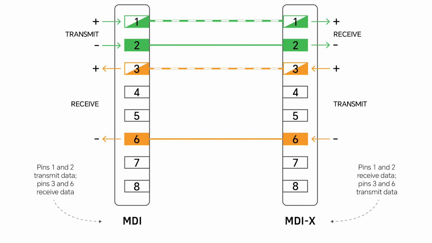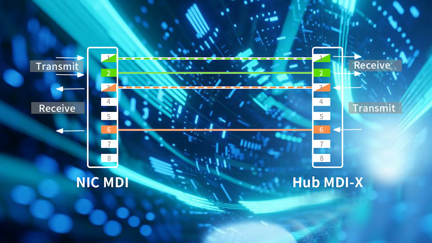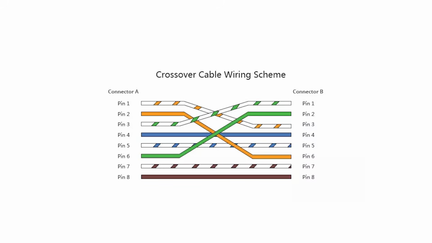However, most modern network equipment has a feature called Auto MDI that automatically detects what type of cable you're using and adjusts accordingly, which means crossover cables are becoming increasingly rare.